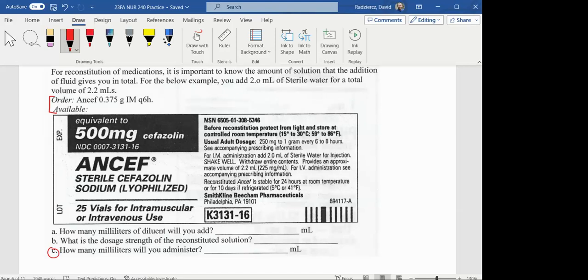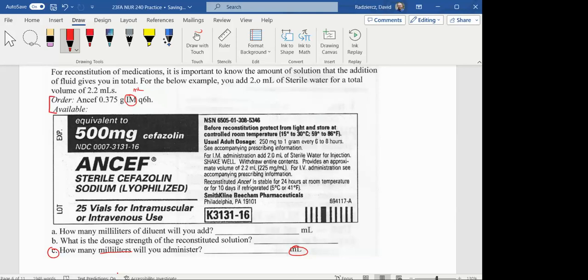So first of all, a couple clues. When it tells you it's intramuscular, you know you're looking for milliliters, right? Because it's an injectable. The other thing is the question says, how many milliliters will you administer? And then you have milliliters listed here as well. So you know that you're looking for milliliters. In a typical label, let's take Dilantin, for example, you're going to have 125 milligrams per 5 ml might be the strength of one particular type of Dilantin. Okay, 125 milligrams per 5 ml.